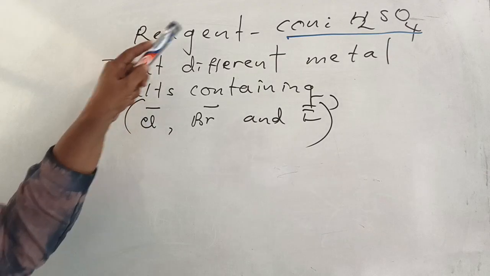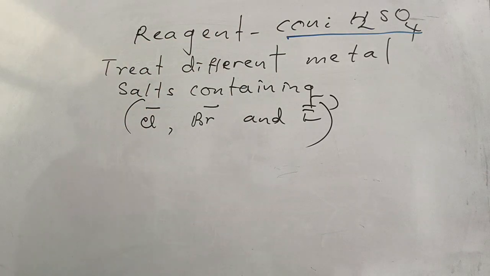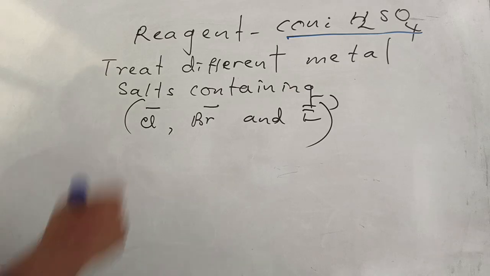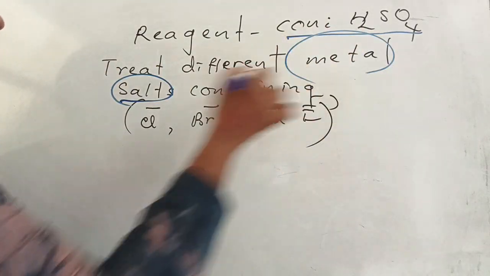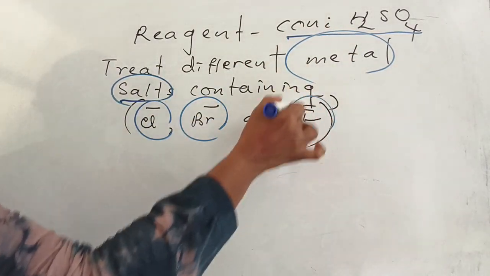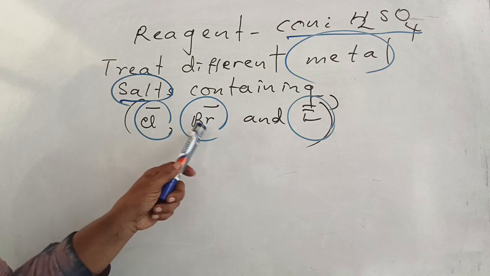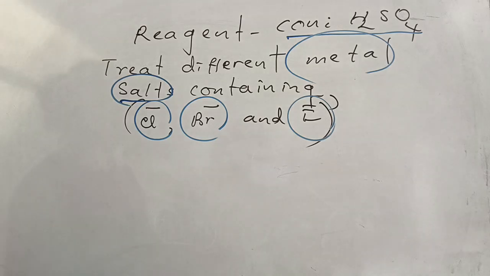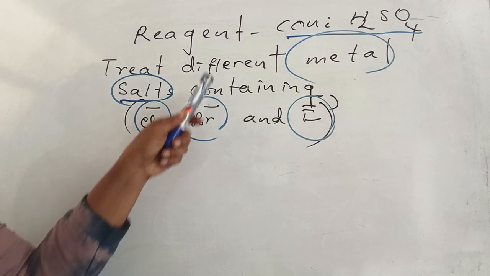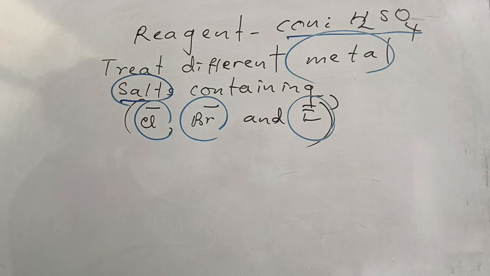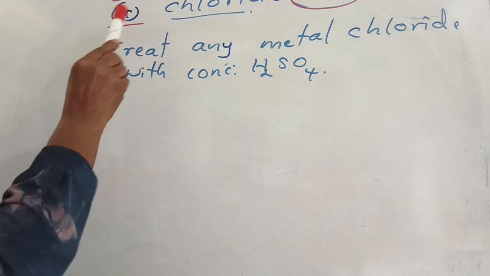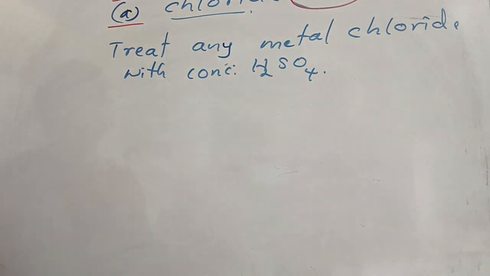For this reaction, the reagent is concentrated sulfuric acid, and we treat different metal salts which contain chloride, bromide, and I minus, and observe the different observations created by each of these halide ions. First, I have taken the chloride ion. I can treat any metal chloride which contains Cl minus ions with concentrated sulfuric acid.